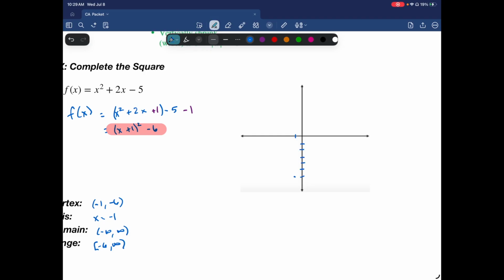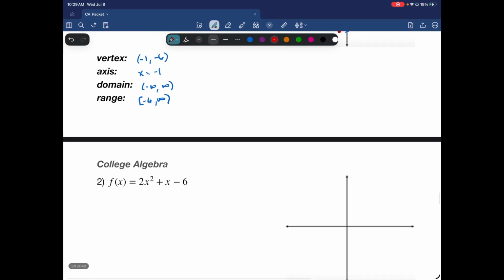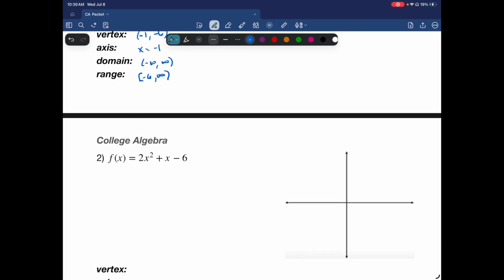All right, so there's that. There's no number out front, so it's a really basic parabola. Nothing special about it. It just, where does it start? So that's that. And that's really just a rough sketch of it. Number 2.